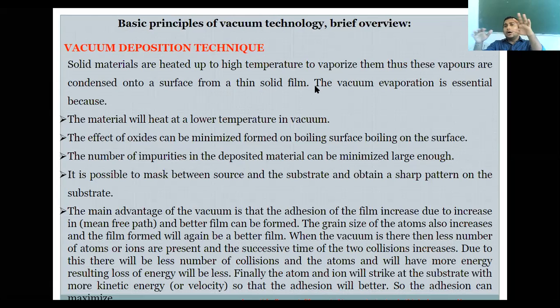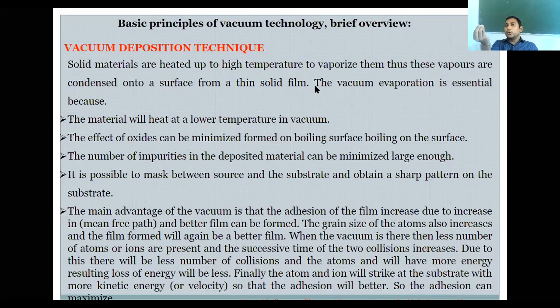I will show you some of the system. There, condensation will happen. If we heat the solid material at high temperature, vapor is evaporated. Vapors are formed, and if we cool those vapors by using a cooler, a cooling chamber, or a cooling pipeline, at that time the vapor is deposited onto that surface.